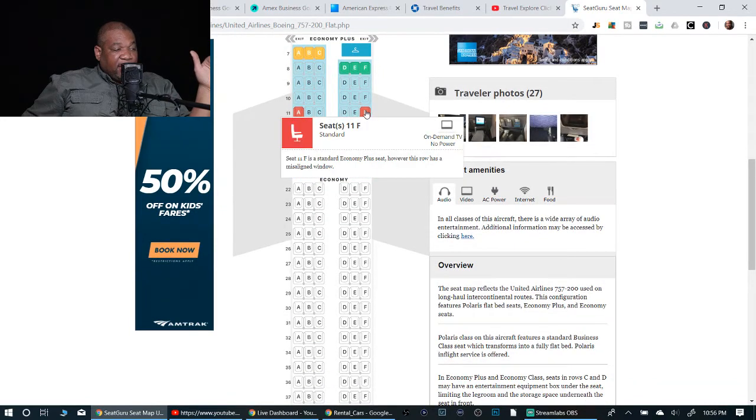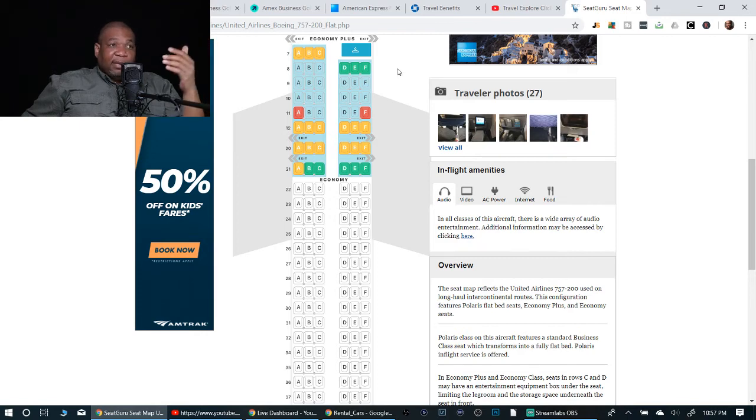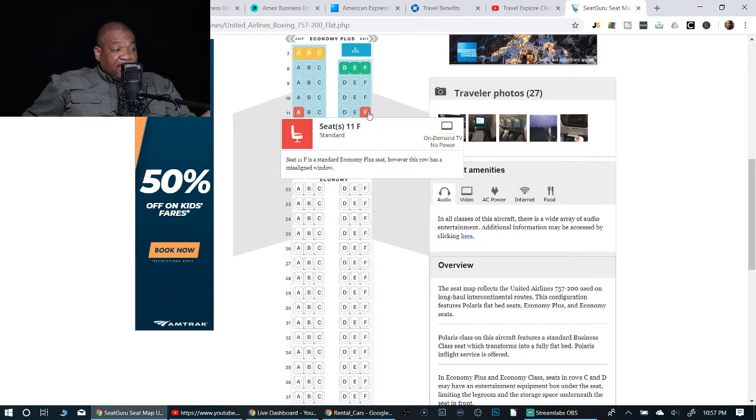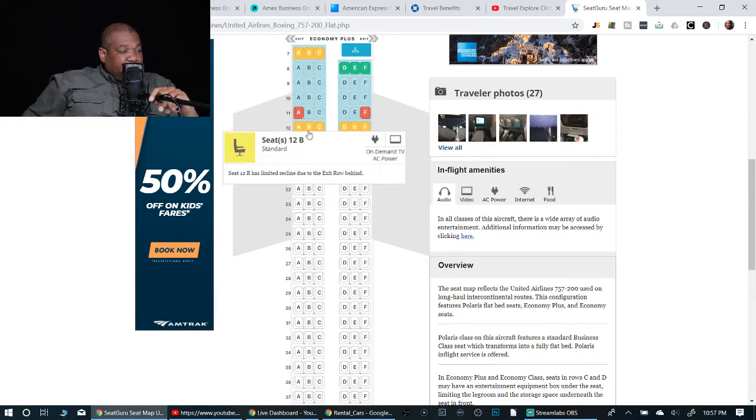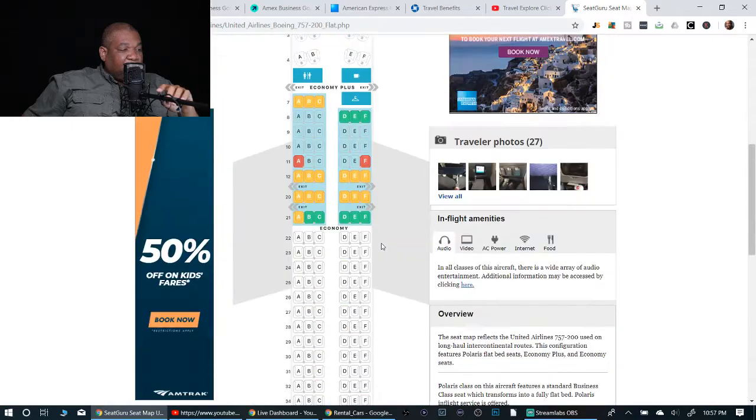Like you have red here. The C, let's see, this is where the row has misaligned windows. So it even goes that far. If you're thinking, I want to be able to see out the window, well, if you sit in this seat right here, you're not going to be able to see out the window. It's going to be misaligned, so you might have to lean forward to see out the window or lean back. Different things like that. So just something to think about before you book your flight.